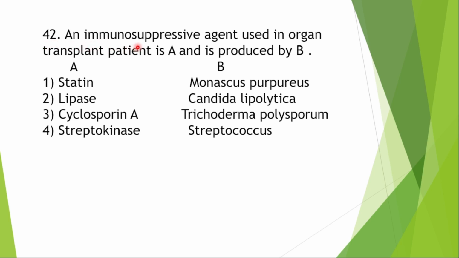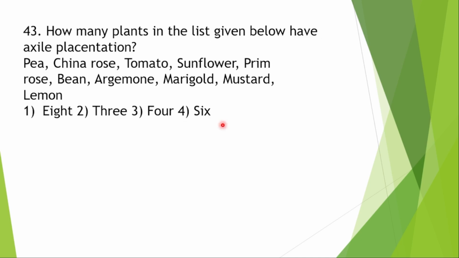42. An immunosuppressive agent used in organ transplant patients is A and is produced by B. Statin, Monascus purpureus; Candida lipolytica; cyclosporin A, Trichoderma polysporum; and streptokinase, that is Streptococcus. The right option is option 3. Cyclosporin A acts as an immunosuppressive agent and it is produced by Trichoderma polysporum.